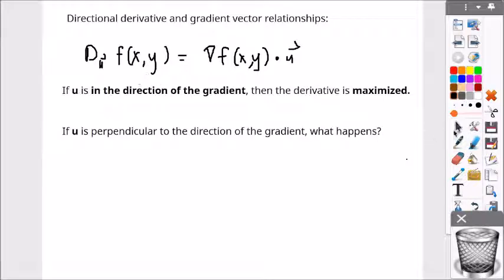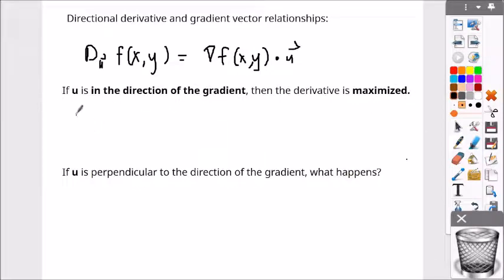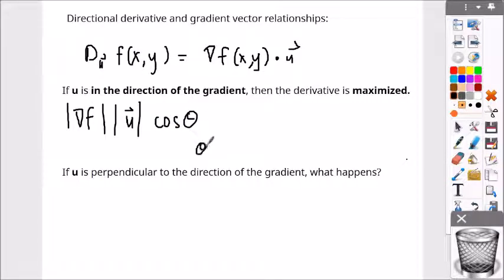Why? It goes back to very basic principles of the fact that the dot product is equal to the magnitude of del f times u times the cosine of theta. And if theta is 0, which means they're in the same direction, so your del f and your u would be in the same direction, let me draw it, then the cosine clears, and what you get is just the magnitude of del f.